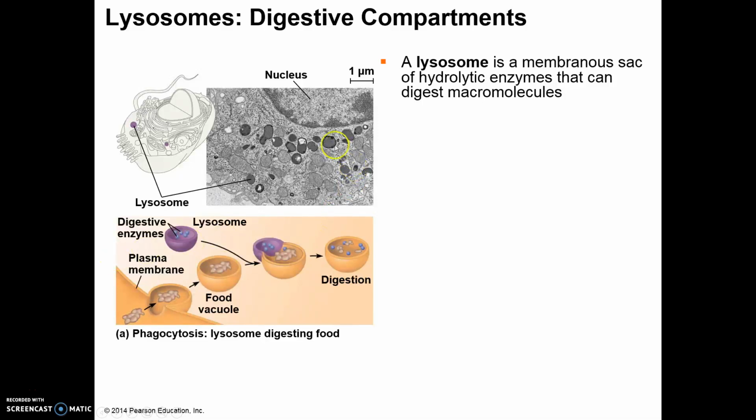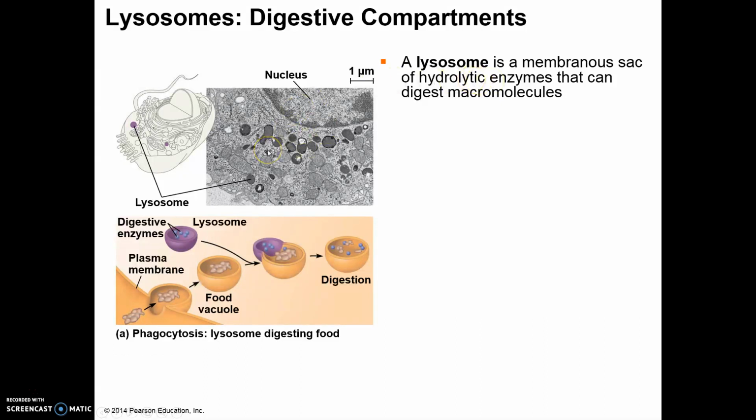Alright, picking back up with lysosomes. So lysosomes are individual membrane sacs, and inside of them are these hydrolytic enzymes. Remember, most of our biological macromolecules are formed with dehydration synthesis. So we remove a water molecule to put various monomers together to form a polymer, and then hydrolytic enzymes would work to break those bonds.